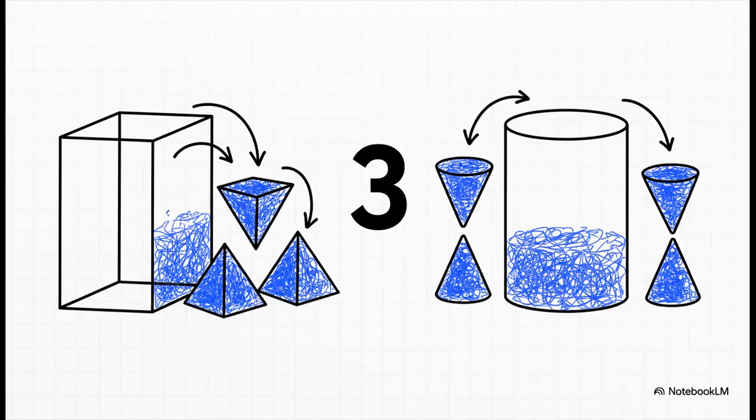Here's why. It turns out that if you have a prism, you can fill it up perfectly with the contents of exactly 3 pyramids, as long as they all have the same base and height. The same thing works for cylinders and cones. It's a direct physical relationship. So that 1/3 in the formula, it's not random. It's literally telling you that a pyramid is 1/3 the volume of a prism.